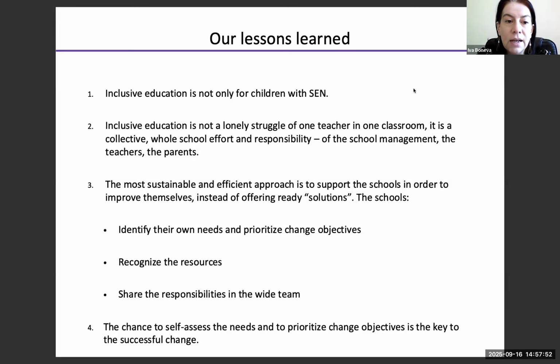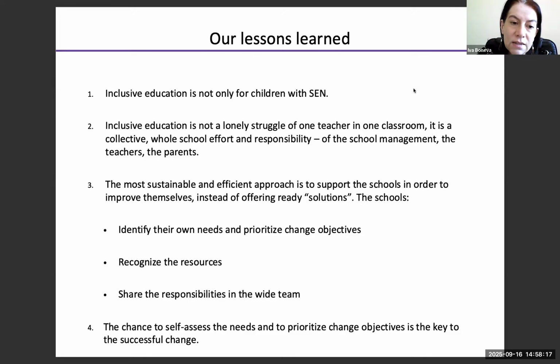is that inclusive education is not only for children with special educational needs, and we have to reiterate it every day. It is for every child in the school, but it's also for all the teachers, because we cannot expect teachers to be supportive if they do not feel supported themselves. And these are like the basics.